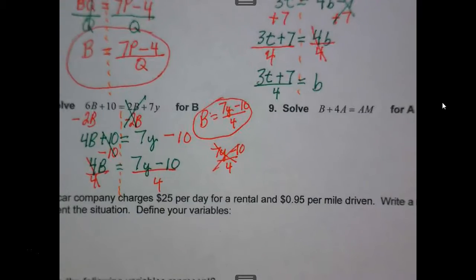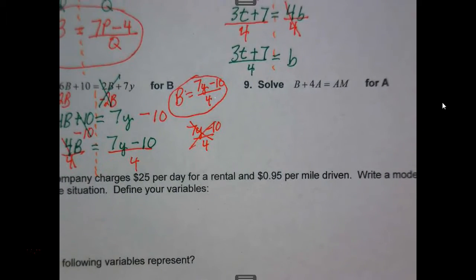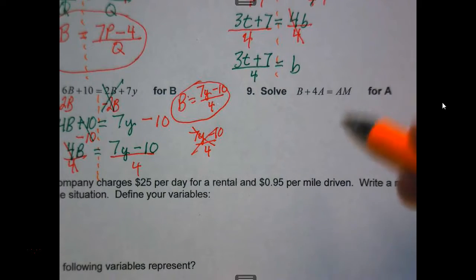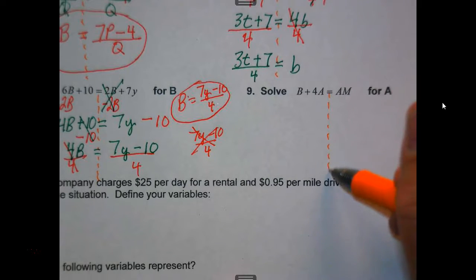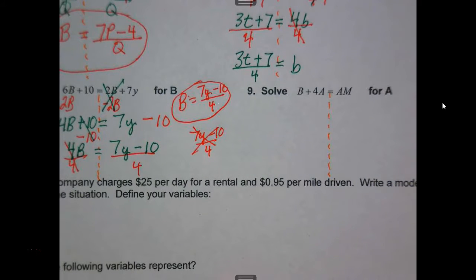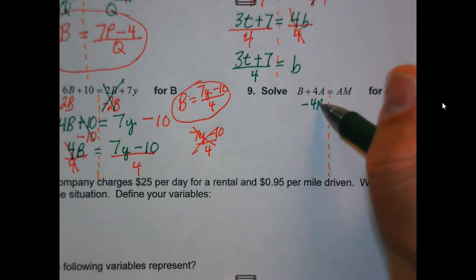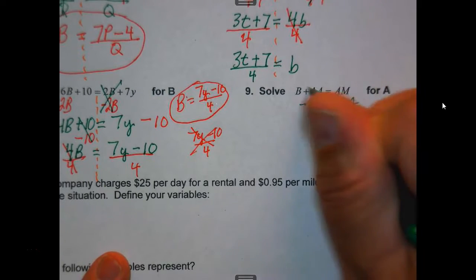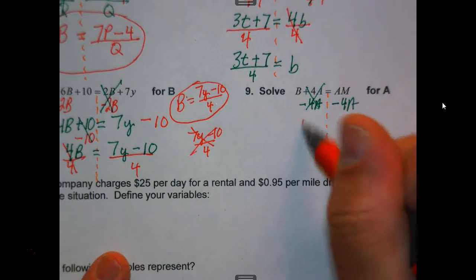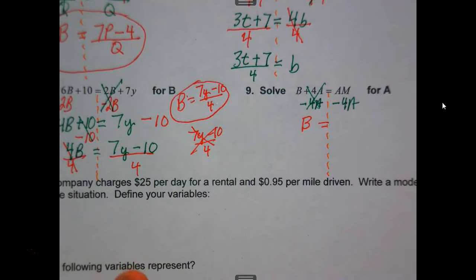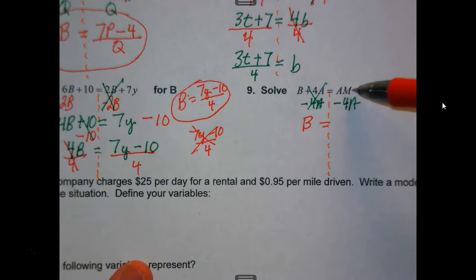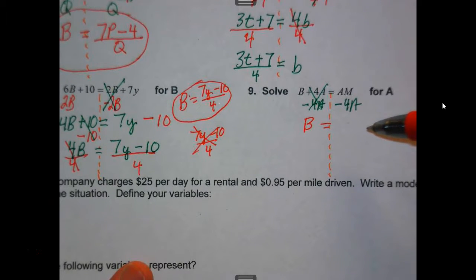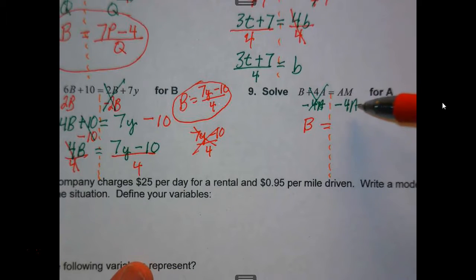All right, number 9. Okay, solve for capital A, which means I have to get my capital A's on one side of the equal sign. So I'm going to subtract 4A. I guarantee you I will get something like 3A on a paper, minus 3A on a paper or something like that. These are not like terms.